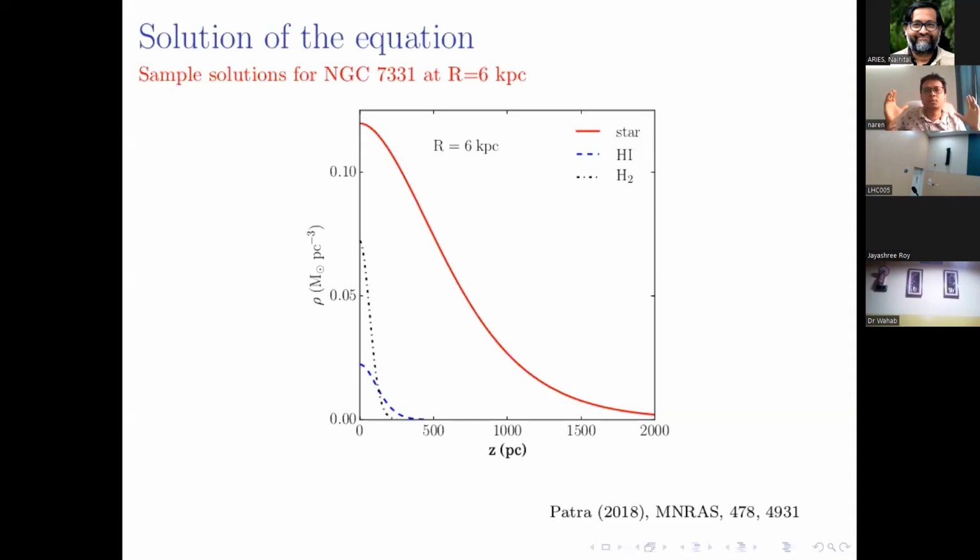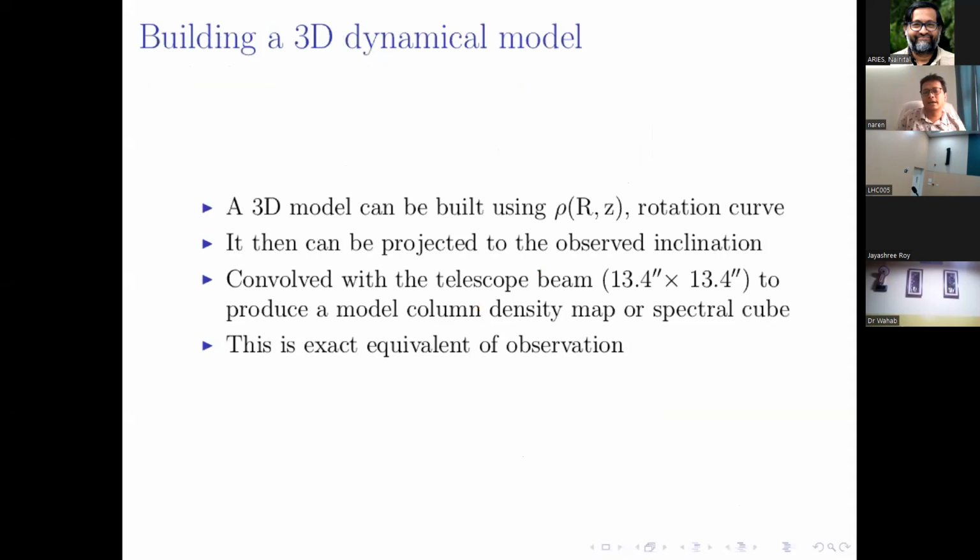So this gives a complete picture of the three-dimensional distribution of molecular gas in NGC 7331. So what can we do with that? We can build a 3D model of this density distribution and then incline this model to the observed inclination, project it into the sky plane, and convolve with the telescope beam, right?